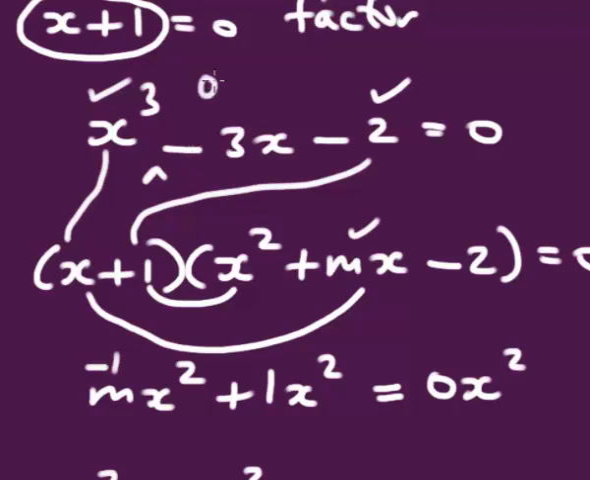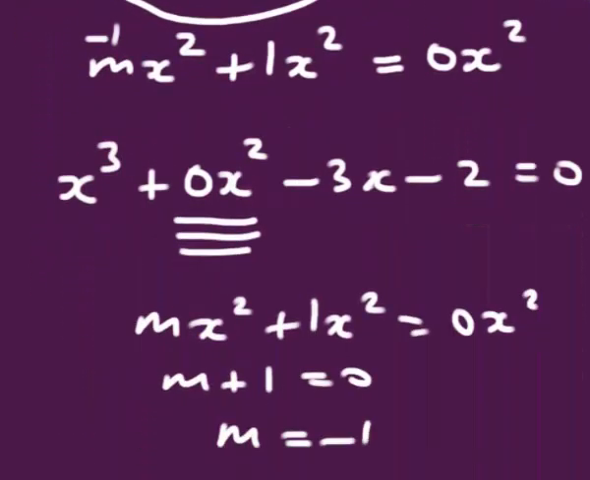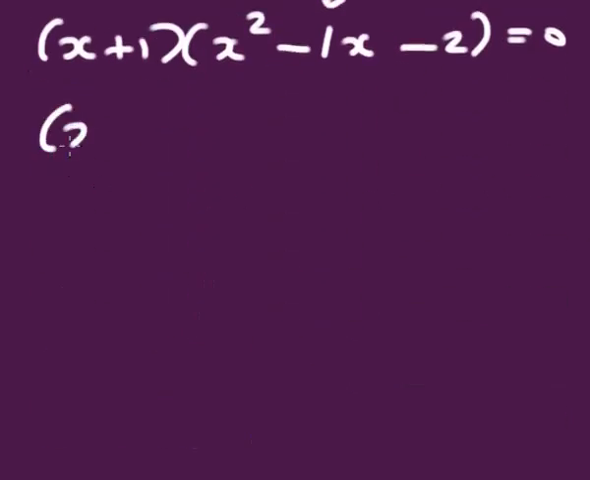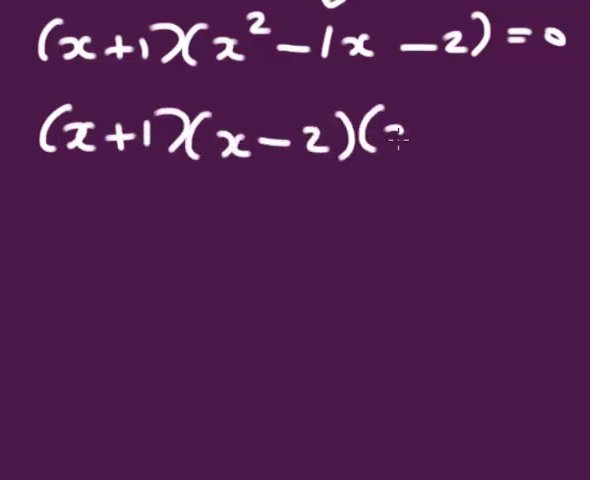We slot in 0x squared, and that's our missing term in x squared. Then we say, okay, the mx squared plus the 1x squared is the 0x squared. Drop the x squareds, m plus 1 is 0, m is minus 1, and replace it back. Now the rest is pretty straightforward, because all you have to do is factorize the quadratic factor there, and off you go. It works nicely.